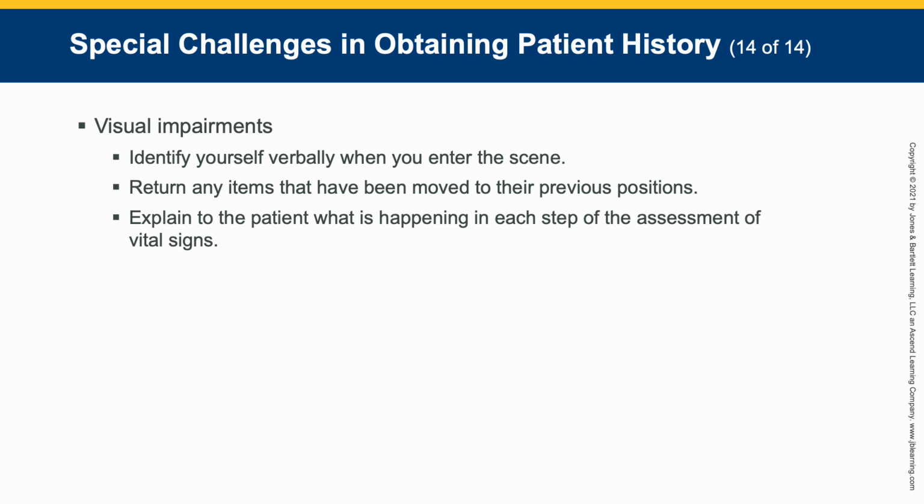Now, on the other side of the coin, visual impairments, right? Visual impairments can also obviously present unique challenges, especially when assessing orientation, gathering history, or just explaining procedures. Always identify yourself verbally when entering the scene. Don't assume that the patient can actually see your uniform. Let them know that you're there, but also what you're about to do before making physical contact.